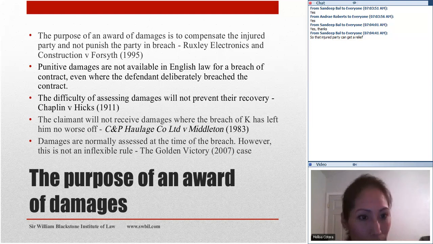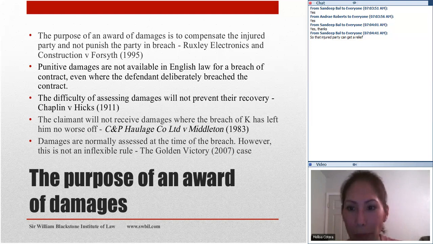However, the claimant will not receive damages where the breach of contract has left him no worse off. Okay. What does it mean? We can see this case to understand this. CMT Whole Large Company versus Middleton.